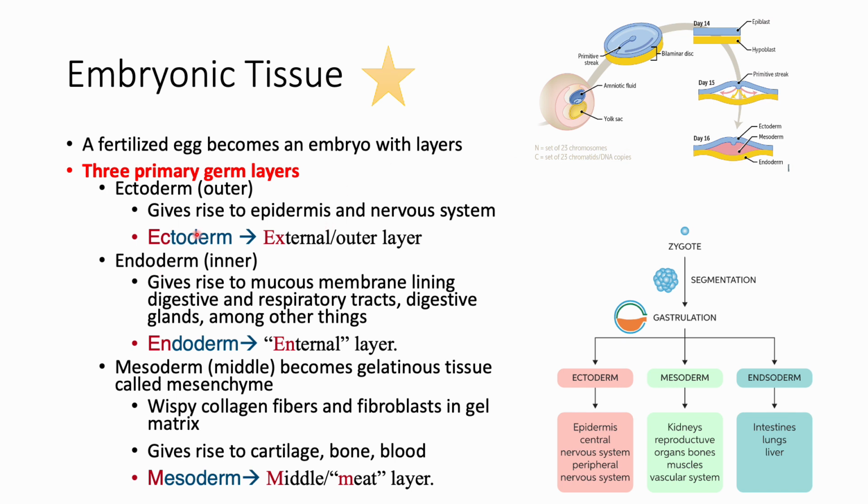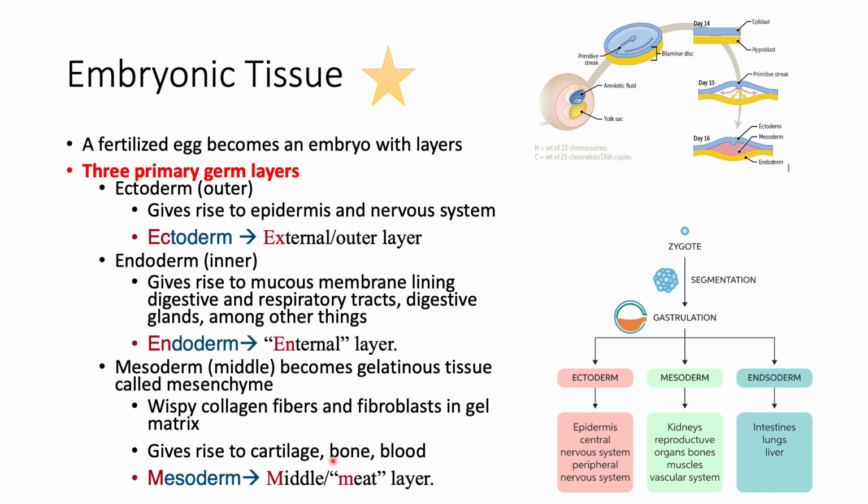First, we have our ectoderm. It gives rise to your epidermis and your nervous system. So your skin, your brain, your spinal cord, it comes from your ectoderm. Next, let's jump to our mesoderm, which is the middle layer. This mesoderm becomes mesenchyme, and mesenchyme gives rise to cartilage, bone, and blood. Think of anything in the middle of your body, so deeper in your body, which is muscle.